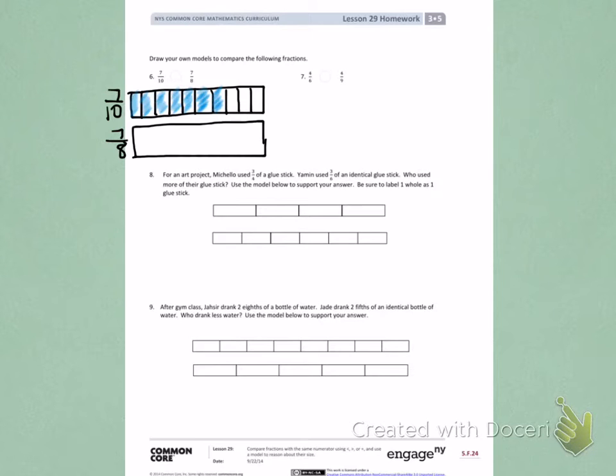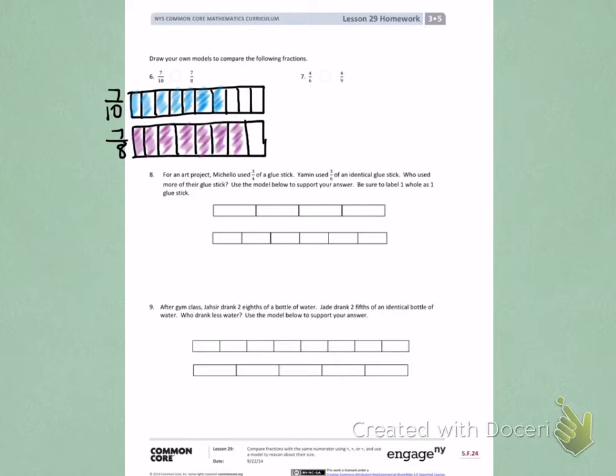I'll do the same for 7/8, but starting in half, partitioning the halves into fourths, and then breaking each fourth in half, which will give me eighths. And then I will shade 7/8: 1/8, 2/8, 3/8, 4/8, 5/8, 6/8, 7/8.